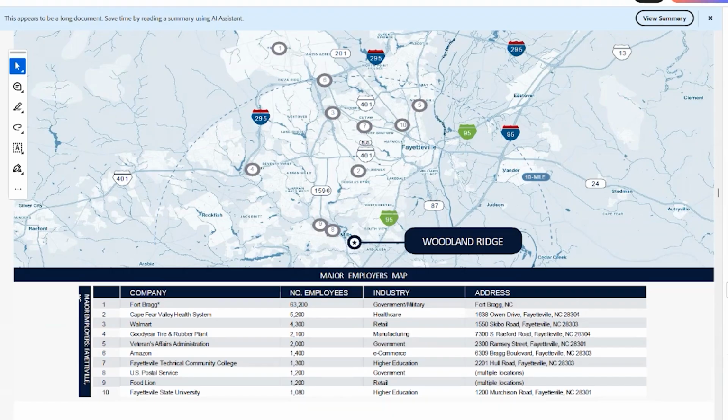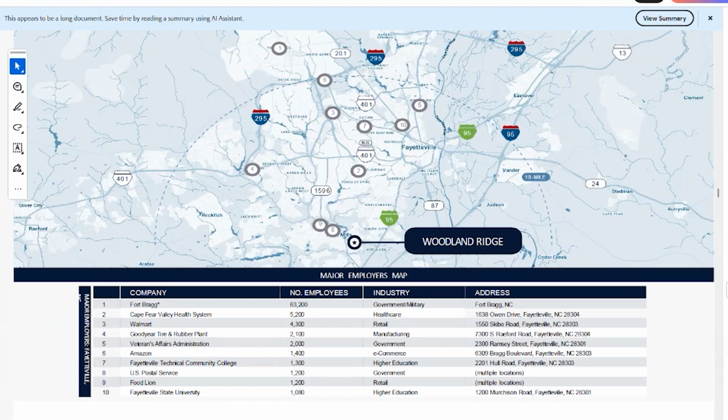So it's not perfect. It's very heavily weighted towards Fort Bragg. So as an investor, I could be uncomfortable with that. It could be a yellow flag or a red flag, depending on what they tell me about Fort Bragg and how stable that facility is.